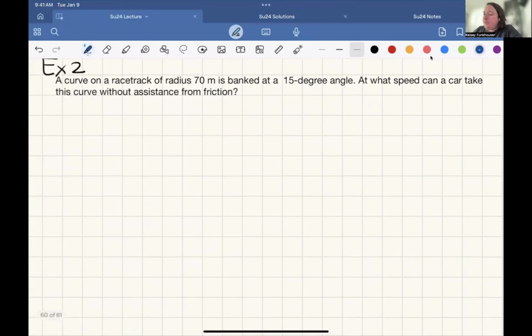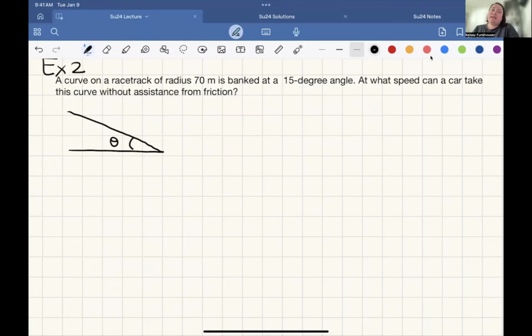Now let's do another example, but this time, for one thing, it's a curve on a racetrack. But it's a banked curve, which really just means ours before was flat, and banked means on an incline. And when it's on an incline, there doesn't have to be friction for circular motion to happen. And that's what they're asking about, is how fast can they go around this circle without worrying about friction.